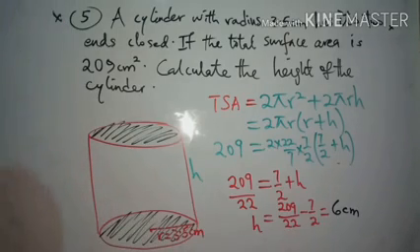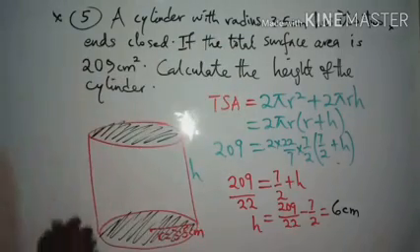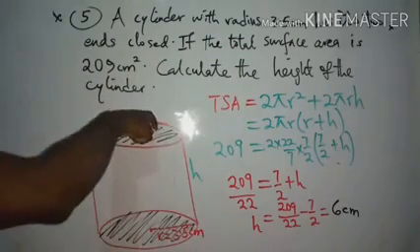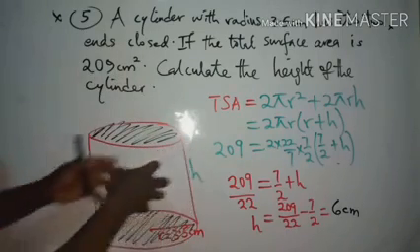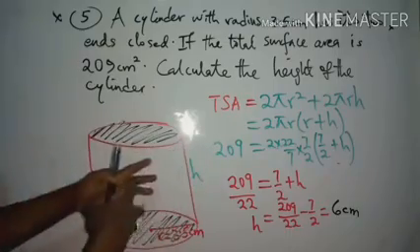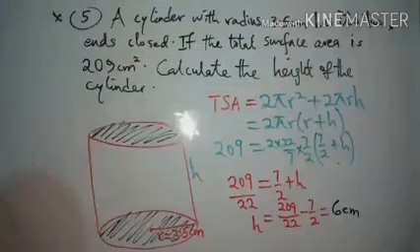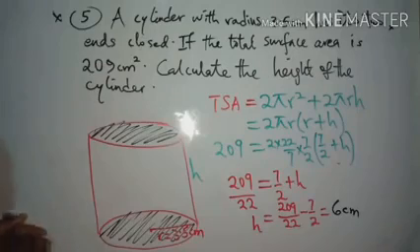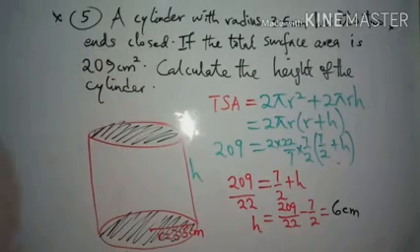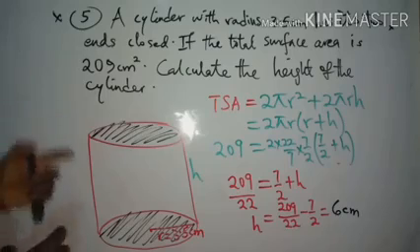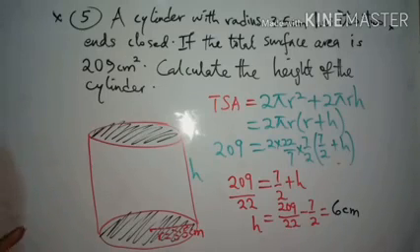That's the implication. If the total surface area, that means if I add the area of this circle here and the area of the circle that is down and this curved surface that I can touch, if the total surface area is 209, that means if I add all the areas together, I will get 209 centimeters squared. Calculate the height of the cylinder. So all you need there is just the formula. Once you get the formula, you don't have a problem.